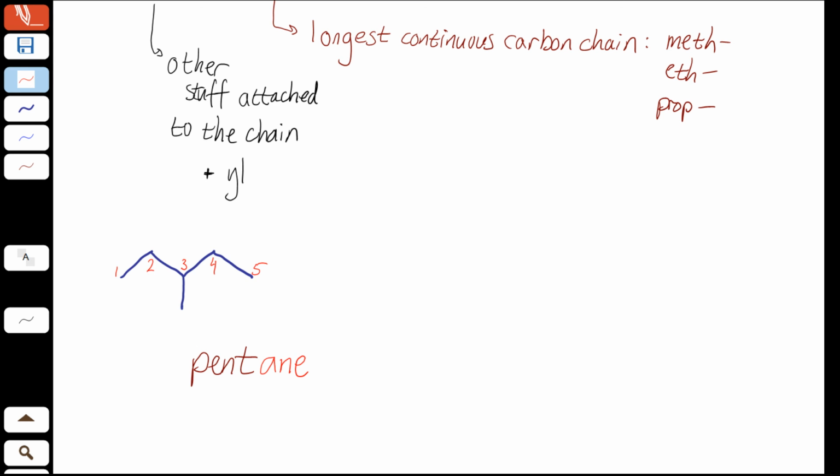So meth for one carbon with yl. So our prefix becomes 3-methyl. And it's all one word. The words are all just smashed together. So the name of this molecule is 3-methylpentane. We use dashes, or hyphens, to separate numbers and letters. So 3-methylpentane would be the correct name of that structure.